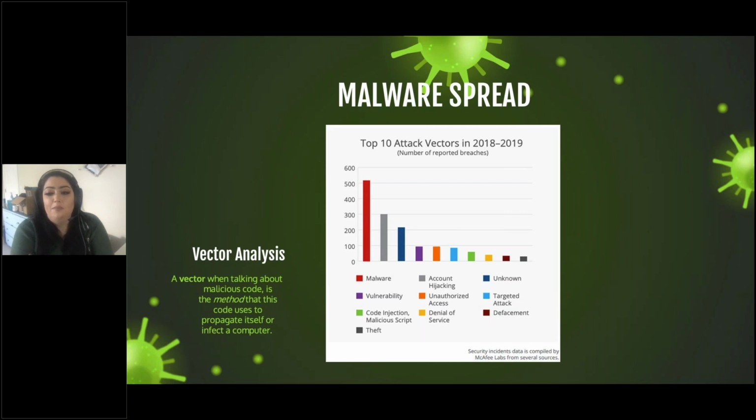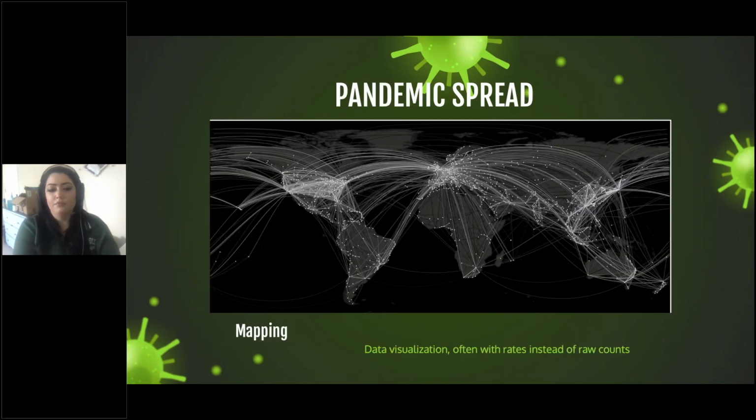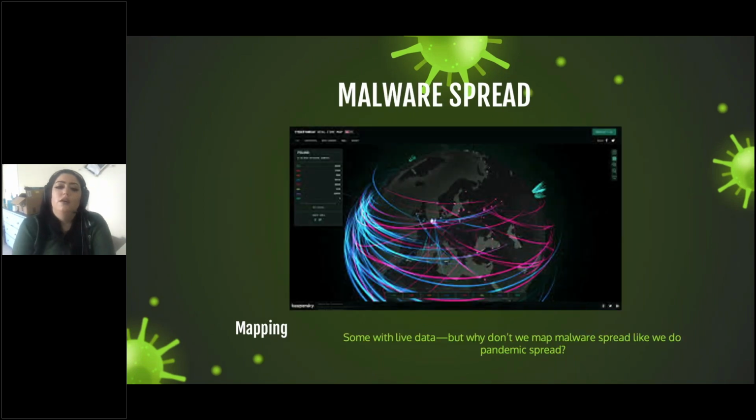Similarly, a vector, when talking about malicious code, is the method that the code uses to propagate itself or infect a computer. When we look at the spread of a pandemic, we use maps to visualize data and the location of the spread of the disease. With malware, there are some companies that offer live data, but it does bring about the question of why we don't map malware spread the way we do with pandemic spread.